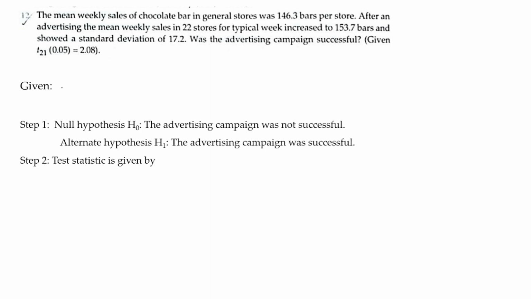So given, mu is 146.3, n is 22, x bar is 153.7 and s is 17.2. Initially it was 146.3, so that we have taken as population mean, and then n is 22, the sample mean is 153.7 and the sample standard deviation is 17.2. Now we have to test whether this mean is significant.